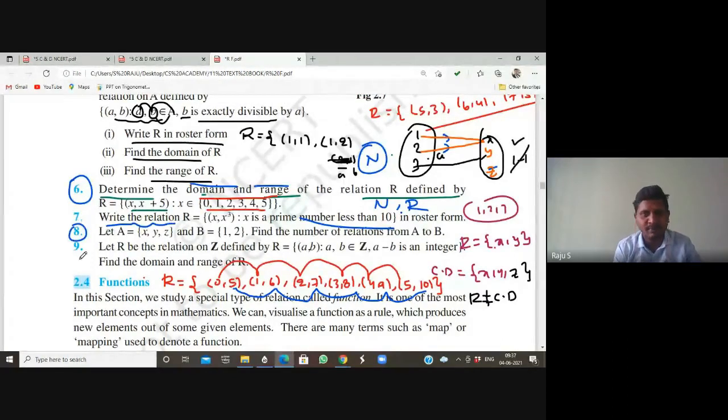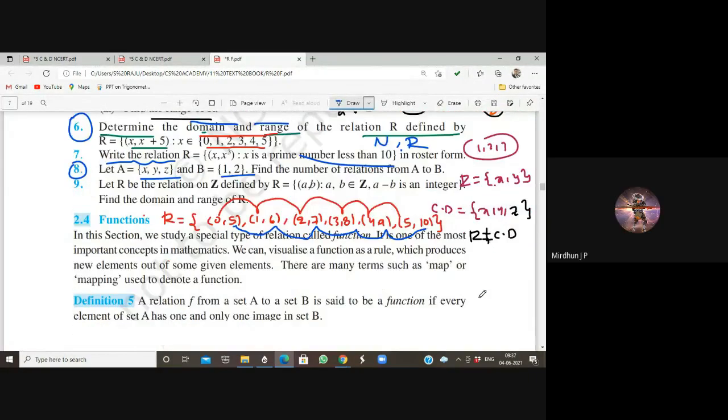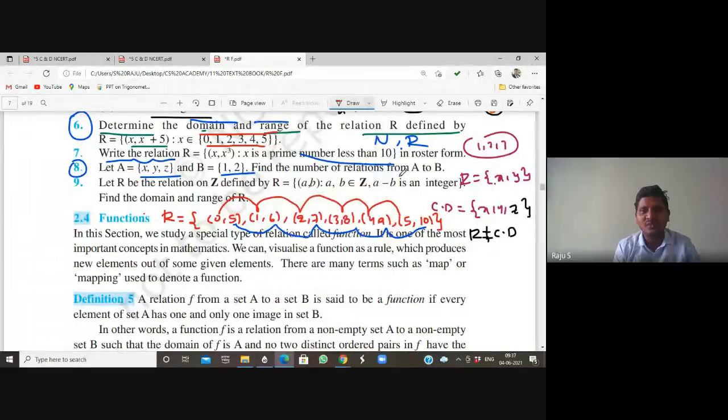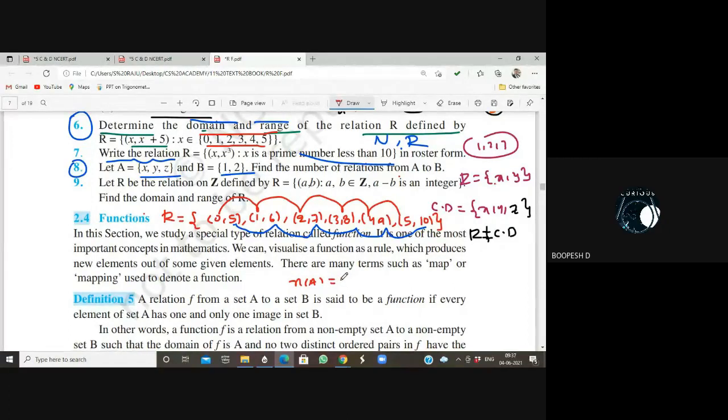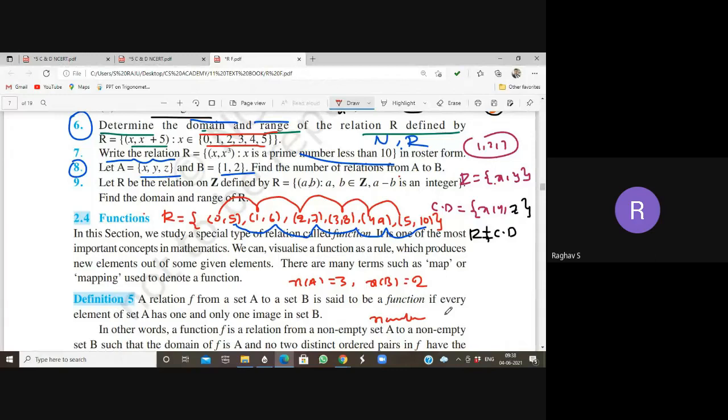Eighth one. Given sets, find the number of relations. Answer: 2 power 6, which is 64. Students, we know very well n of A is the number of elements in A. How many? 3. Number of elements in B, how many? 2. The number of relations is 2 power 3 times 2, so 2 power 6. Number of relations is 2 power pq, 2 power 6, exactly.